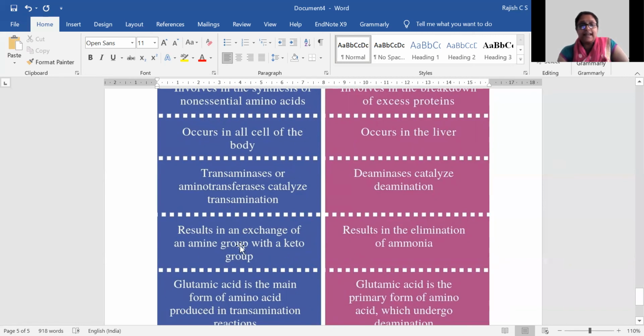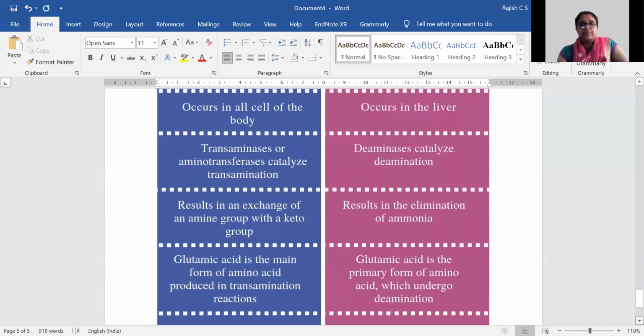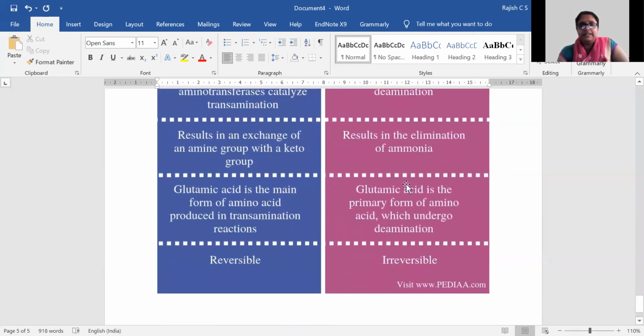So this results in an exchange process, and that results in an elimination process. That is another difference. But in both cases, glutamic acid is the main amino acid involved. This transamination is reversible, whereas the deamination is irreversible, and that is another major difference between transamination and deamination. So hope you have understood this.